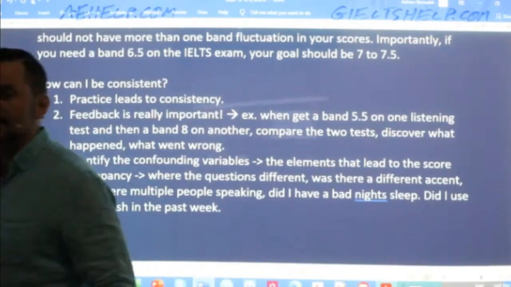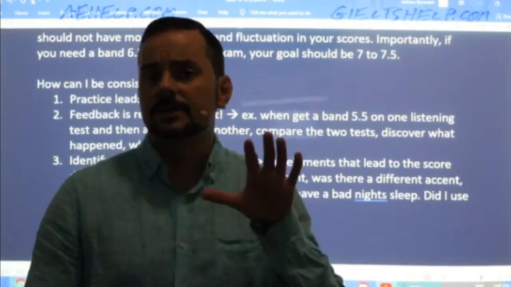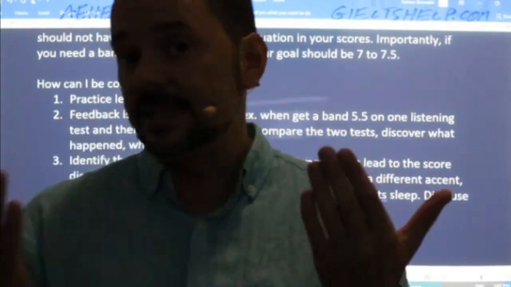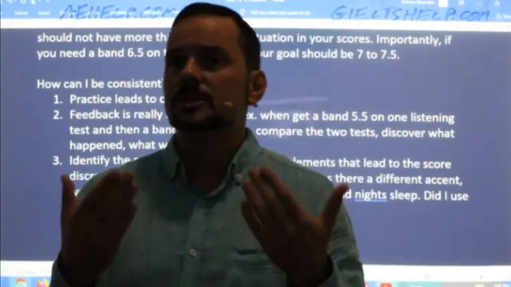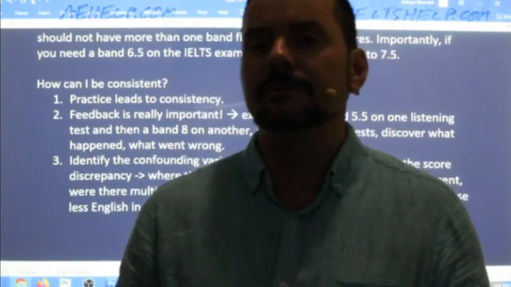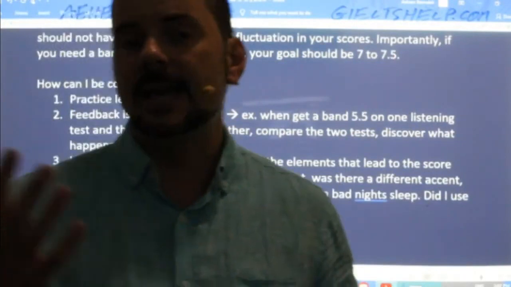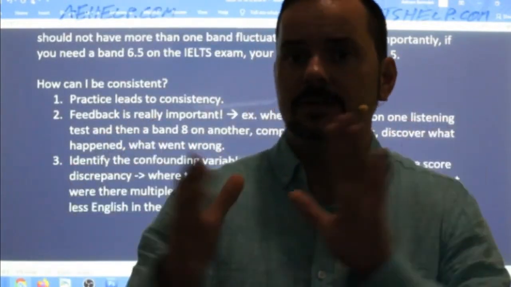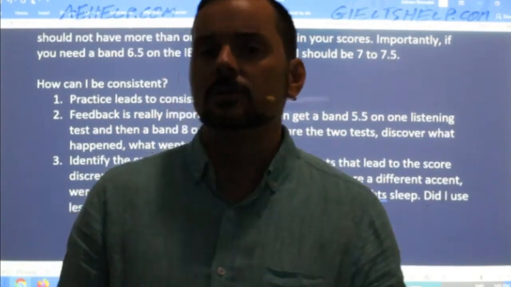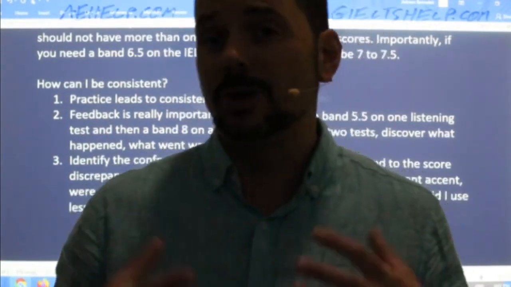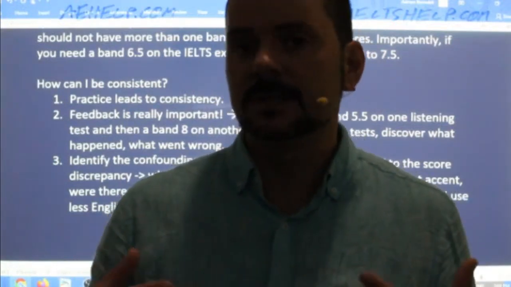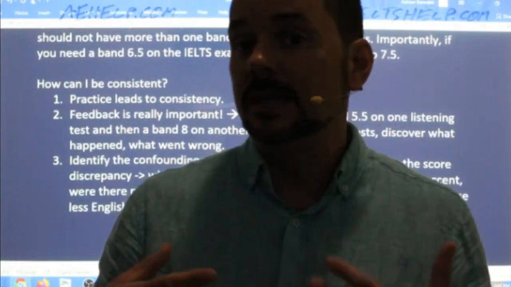Right? So in psychology, when we have these kinds of discrepancies or differences between test, retest situations, because that's what you're speaking about here, Carolina. I do a test one day, band 5.5. I do a test the other day, band 8. It's called a test, retest situation. And you have this big difference, then you want to identify the confounding variables. It's the variables or the elements that interfere or lead to that score difference.